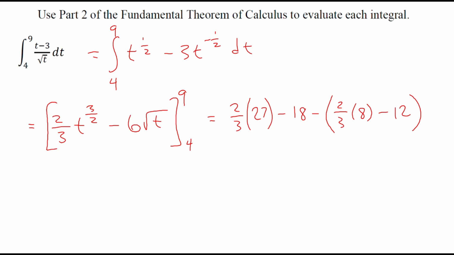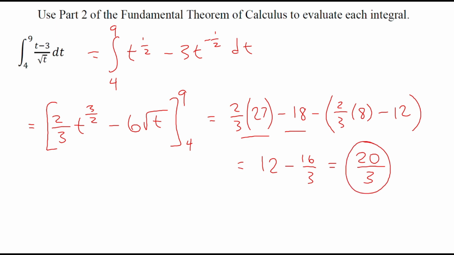27 over the 3 is 9, so that just ends up being 18. And then we have another, this is 18, and then minus 18, so those just cancel out. So we end up with a positive 12 over here when we distribute that negative sign through, and then minus 16 thirds. So really, it's just 12 minus 16 thirds, which would be 36 thirds minus 16 thirds, which is just 20 over 3.